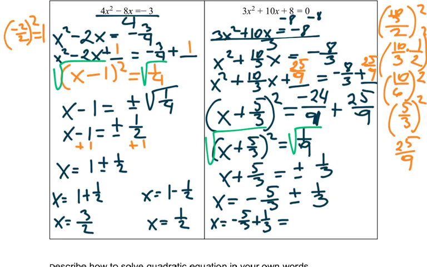And I will continue. So we're going to add numerators. So negative 5 plus 1 is negative 4 over 3, which is one of the answers. And the second answer is going to be negative 5 over 3 minus 1 over 3, which becomes negative 6 over 3, which is just simply negative 2.